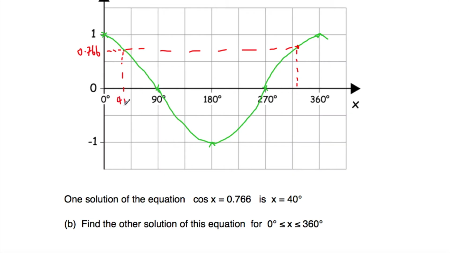So if this is 40 degrees from the beginning, this point here will be 40 degrees before the end. Because the graph is symmetrical, if this is 360 degrees, this would have to be 320 degrees. So the cos of 40 degrees is also the same as the cos of 320 degrees. The graph is symmetrical. The cos of 1 degree will be the same as the cos of 359 degrees, and so on. So that would be 320 degrees.